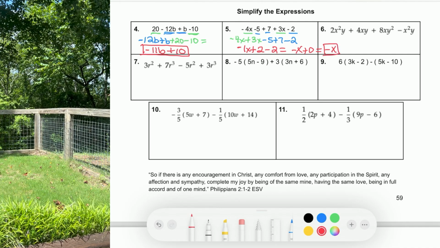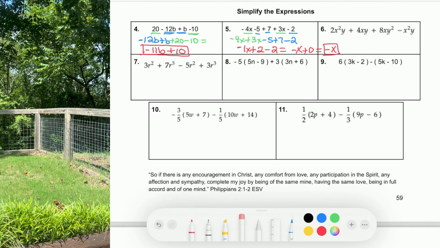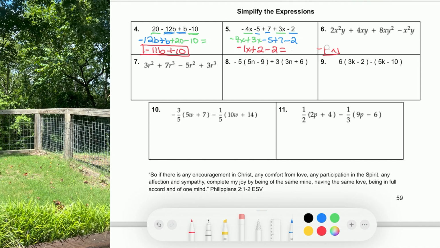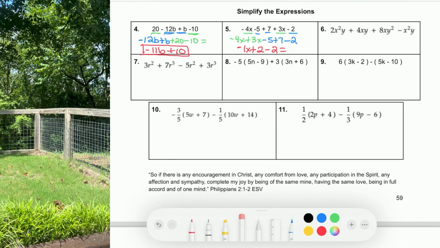Okay. All right, I'm going to erase that just so it's not in the way of our next problem, but don't erase it on yours. Hopefully you had enough room.